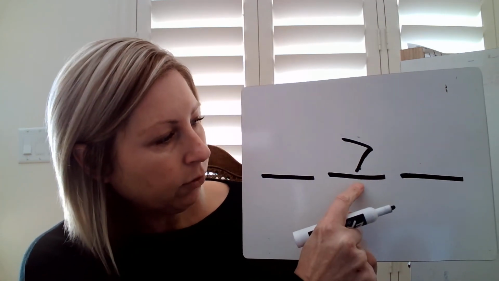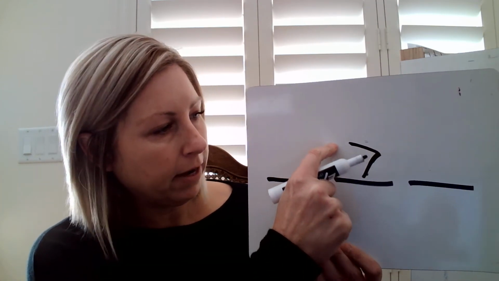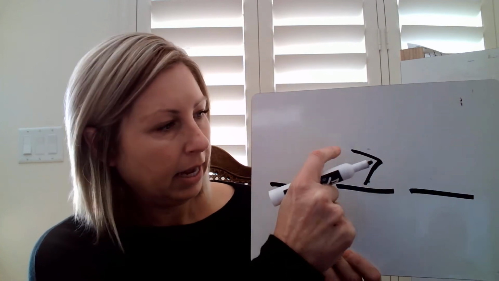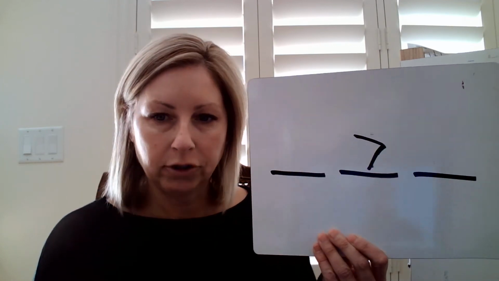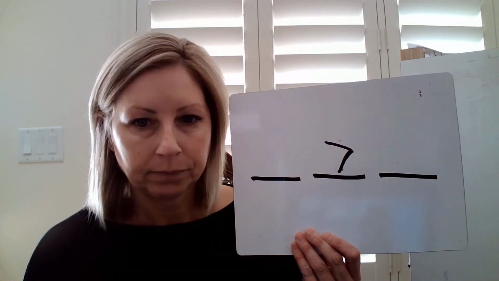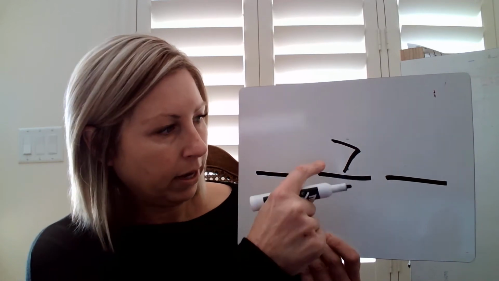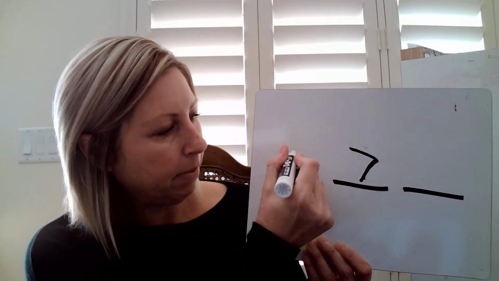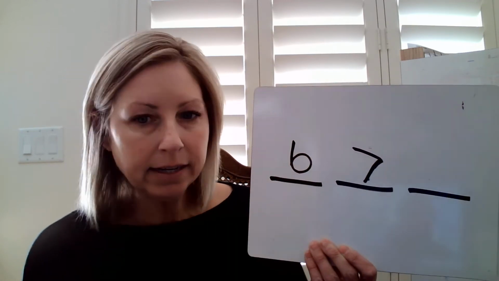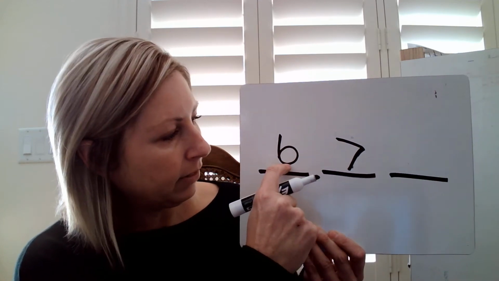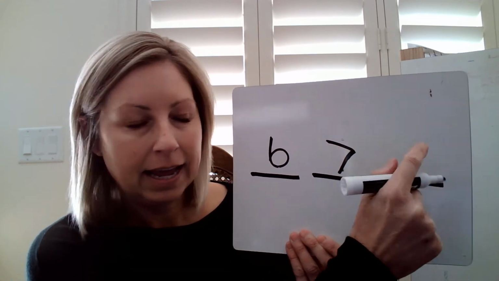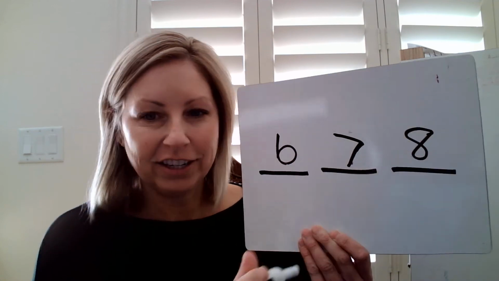All right, so I gave you the number 7. You need to find the number that comes before 7 and the number that comes after 7. Okay, so 1 less than 7. If I jump back, I have 6. And then if we count, we have 6, 7, 8. Good job. All right, this one's going to be a little bit harder.